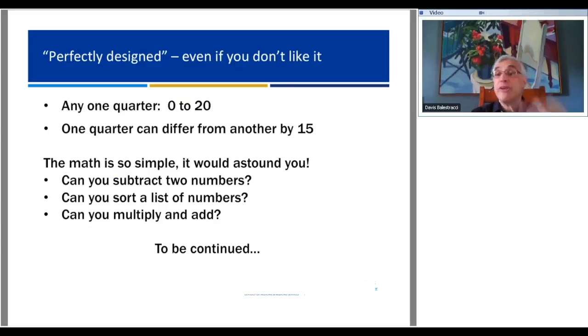And the math to do this, as you will see in the next video, is so simple, it will astound you. It's a matter of, can you subtract 2 numbers? Now, here's the most advanced technique I'm going to teach you. It may involve some borrowing. So can you subtract 2 numbers? Can you sort a list of numbers? Can you multiply and add? That's the only math I require. And watch your conversations change.